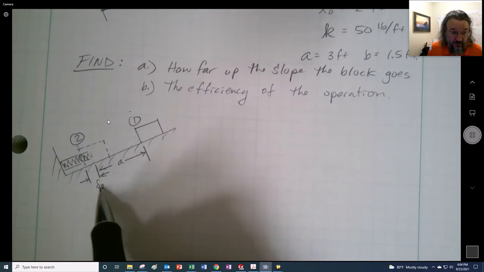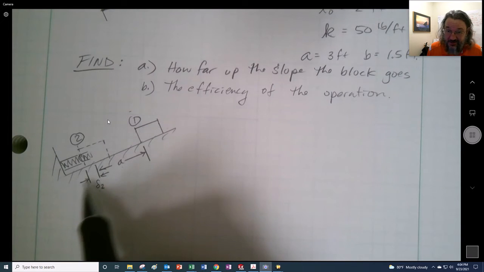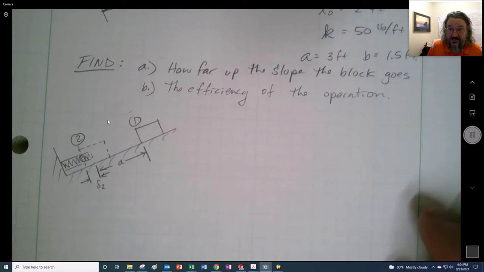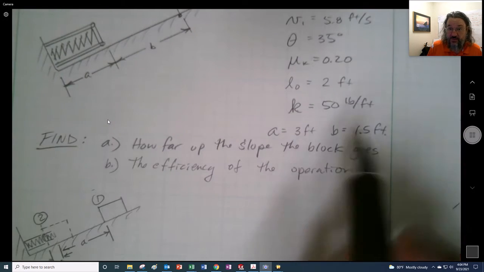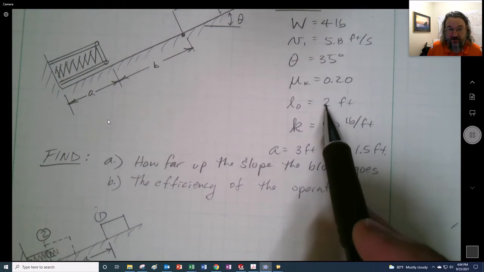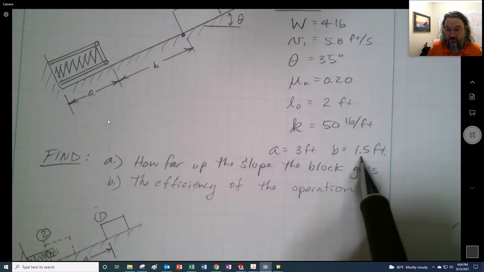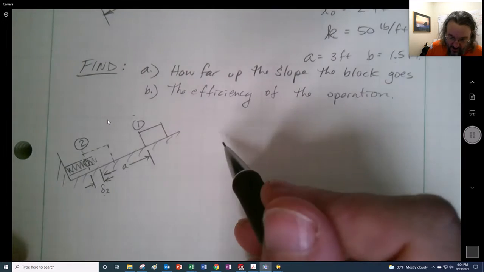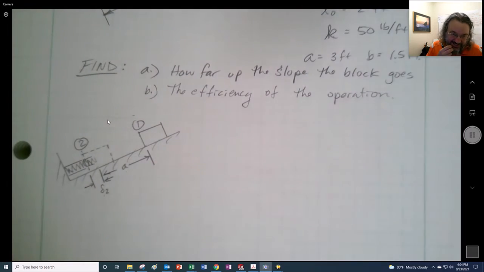I have to be careful. This del 2 is an additional displacement. It already has some amount of displacement, being the difference between the unstretched length and 1.5, right? Well, let's just get to that point, right?